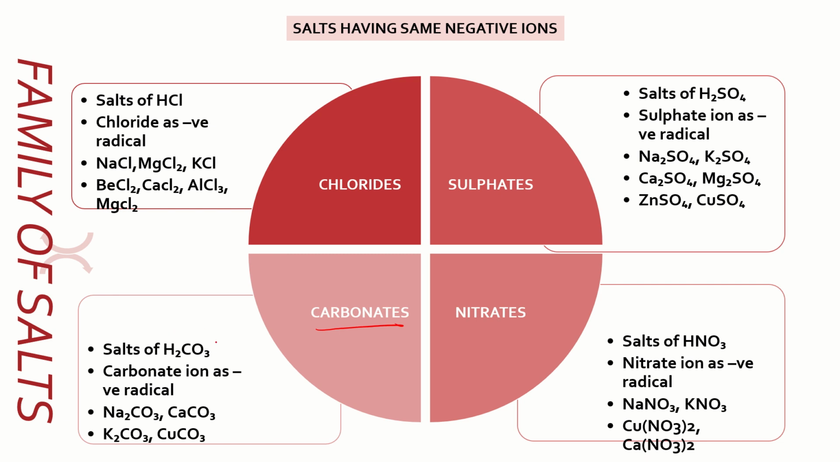Carbonates. Salts of carbonic acid, with the carbonate ion as a negative radical, the CO3 2- ion. Examples are sodium carbonate, calcium carbonate, potassium carbonate and copper carbonate. These salts have the common anion, the common negative ion, that is the carbonate ion. That is why they belong to the family of carbonate salts.